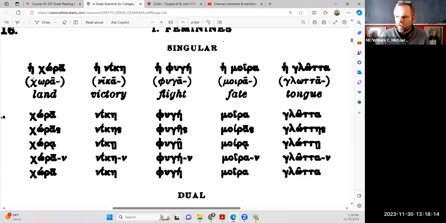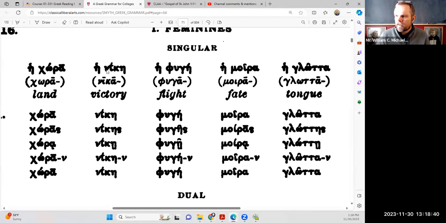That's the feminine form of the article. Then you can see the noun kora, and at the end of this one, you can see that it ends in an alpha. That's a sign that it belongs to the alpha stem family, or the first declension. So he kora means land. You can see the meaning here in italics. Kora means land.